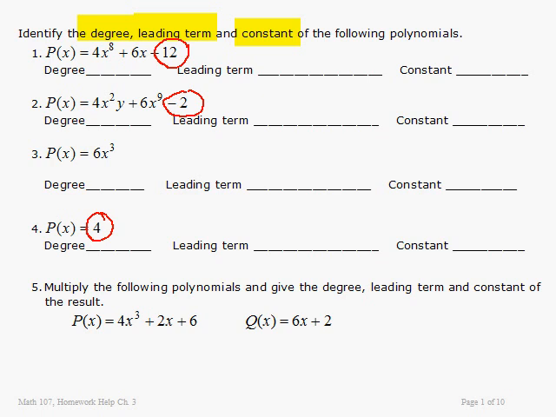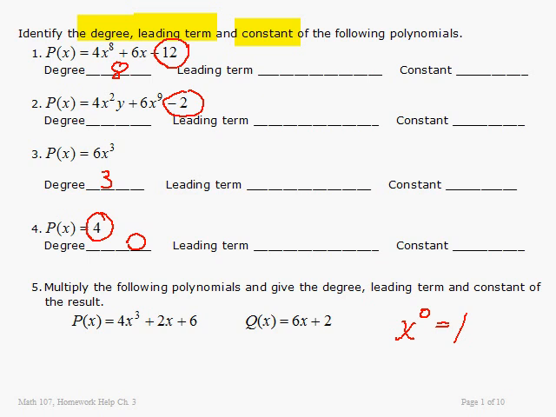highest exponent, and if you have a couple variables you get to add those exponents together, but here the highest exponent is 8, therefore it's degree 8. Highest exponent is 3, it's degree 3. What's the highest exponent here? Well, it's degree 0, because remember, anything to the 0 power is 1. So this is degree 0.